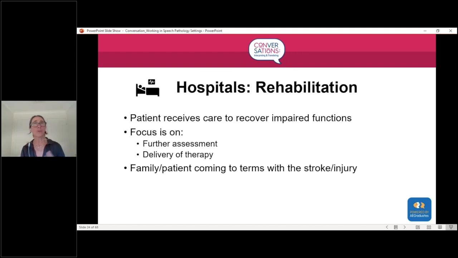They can swallow food, but can they swallow drinks? So that kind of further assessment. And then, of course, hopefully in a rehab setting, speech pathologists can actually deliver some therapy to assist the patient to recover. It can also be a very sensitive setting because the patient themselves and their family may be coming to terms with the stroke or the injury and the long-term consequences. Stroke is considered a life-changing event.